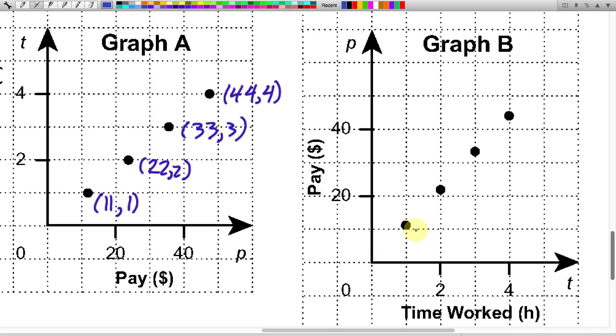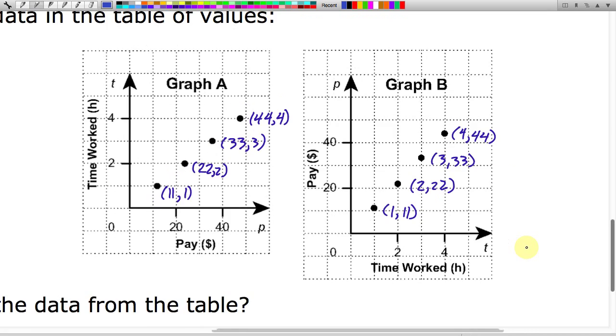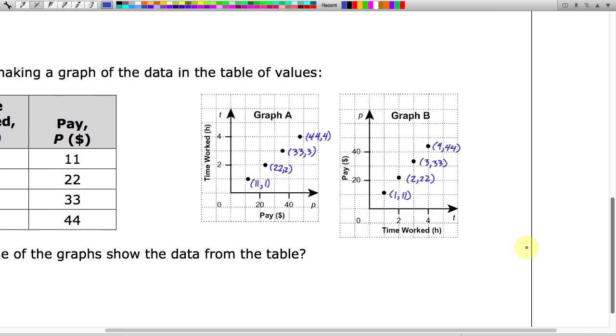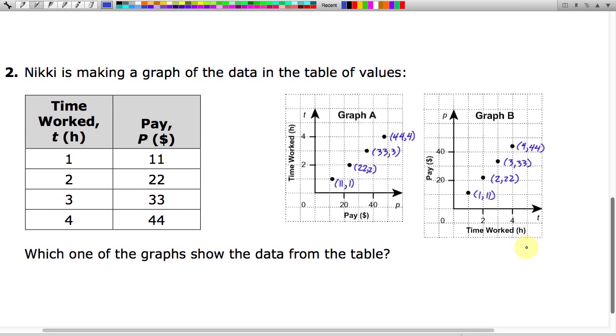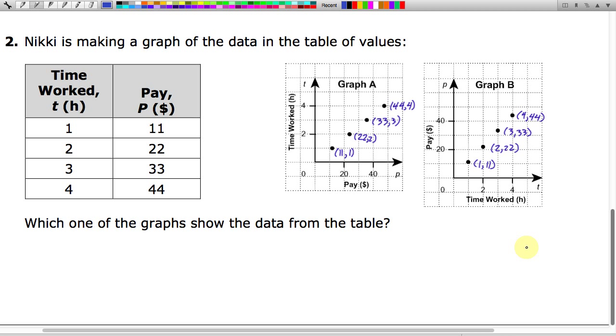Now let's take a look at the second graph, graph B. Well, it looks like it's 1, 11 and 2, 22 and 3, 33 and 4, 44. So wait a minute. That seems to make sense as well. 1 hour of work, you get $11 pay. 2 hours of work, you get $22 pay, and so on. So you might be confused at this point thinking, don't they both seem kind of right? Is one better than the other, or are they both acceptable?